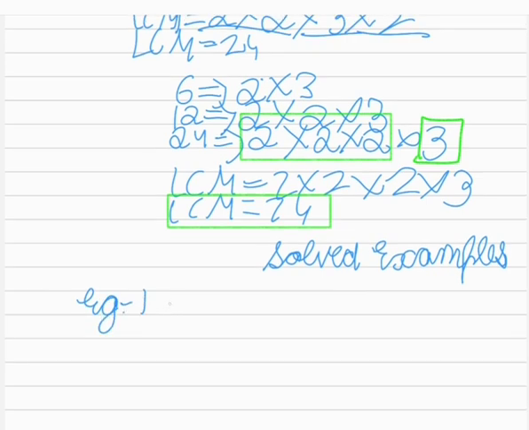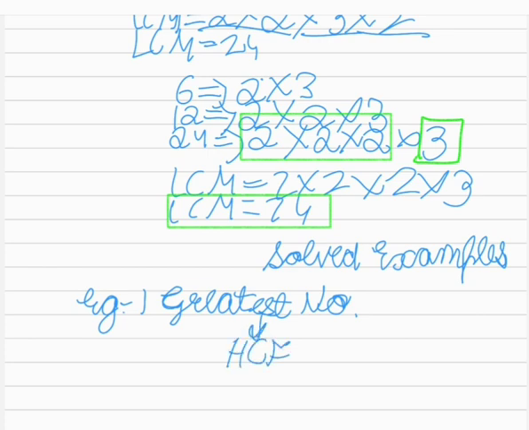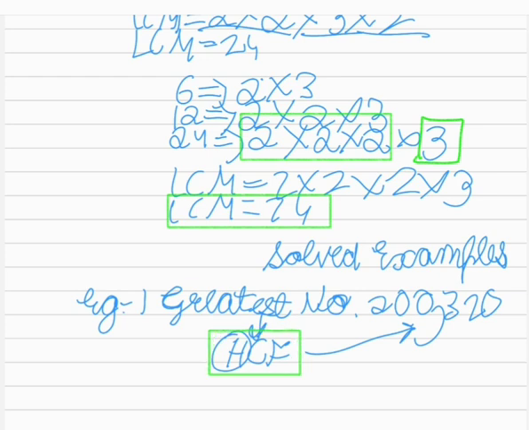Find the greatest number. What do you think? What is the greatest number? Someone will say that it's HCF. Yes, the greatest number is HCF, because greatest means highest, and highest means the HCF would be taken. So the greatest number which will divide 200 and 320 means we have to find the HCF of 200 and 320.